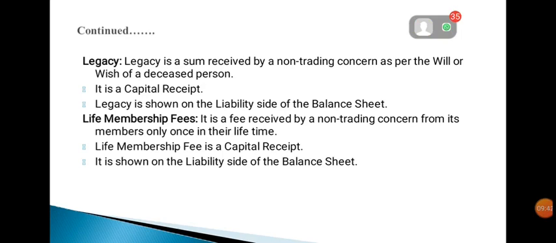The next one is life membership fees. It is a fee received by a non-trading concern from its members only once in their lifetime. So, it is self-explanatory. This fee is received only once in the lifetime of the members. So life membership fee is a capital receipt and it is shown on the liability side of the balance sheet.